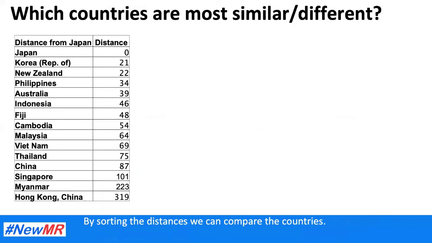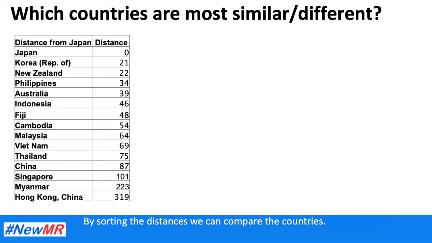So I do that for all of the countries, and then I sort the data so that we have our comparison. And now what we can see is that Japan is 0 distance away from Japan. That's always reassuring when we've done the mathematics, that actually we do have something at 0 distance away from itself. And quite close to Japan are Korea and New Zealand and Philippines. And down at the bottom end of the table, we have Singapore, Myanmar, and Hong Kong.